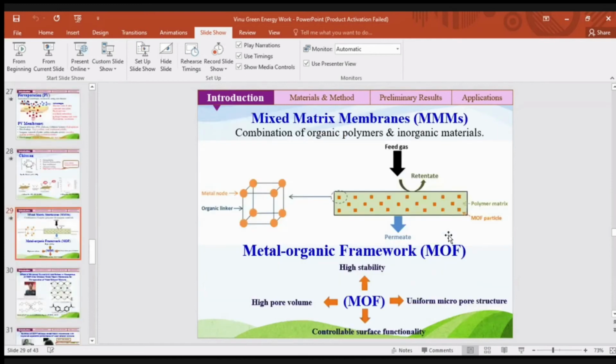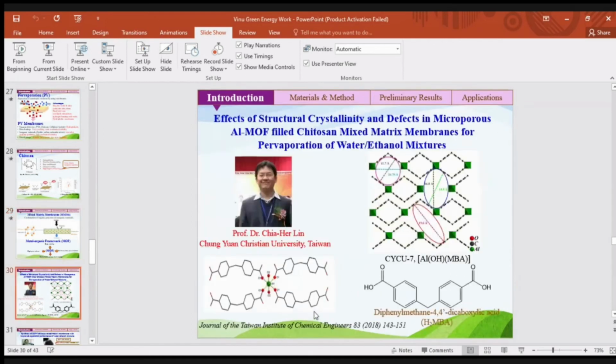Mixed matrix membranes are the combination of organic polymers with inorganic materials. So finally it will form a highly stable, uniform micropore structure, with controllable surface functionality and also high pore volume.